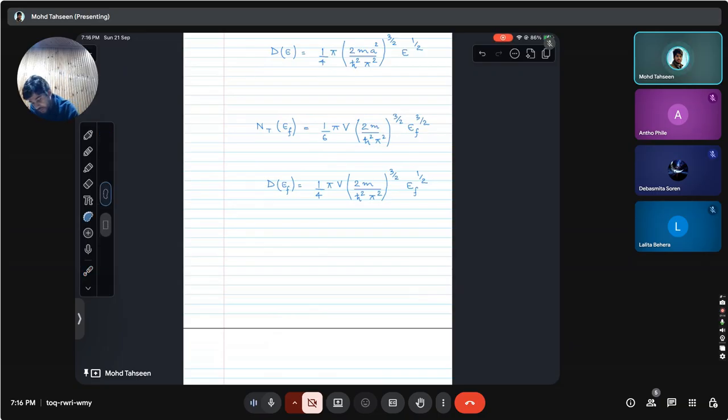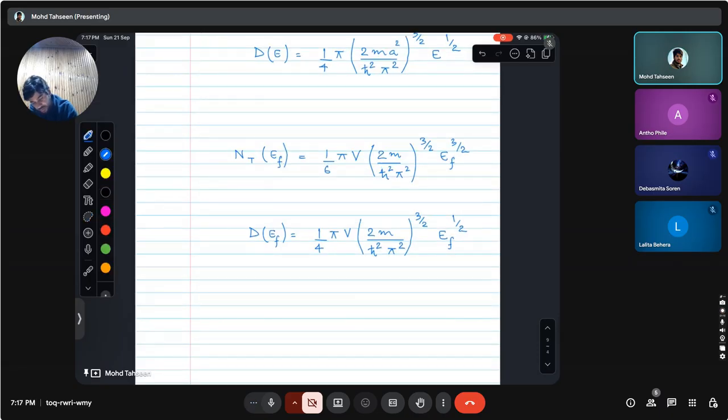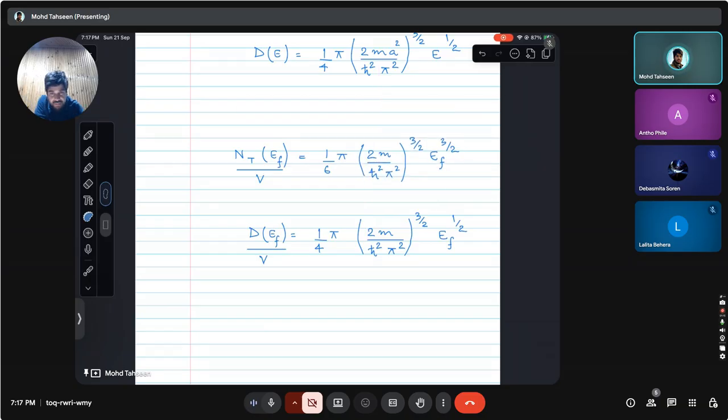So with these expressions, I can define a volume density. Just take this V and divide it here. So I can define this term and I can define this term. This would be the number of allowed states up to an energy level EF per unit volume. And the second one would be a volumetric density function, the density of states per unit volume, the density of allowed states per unit volume.